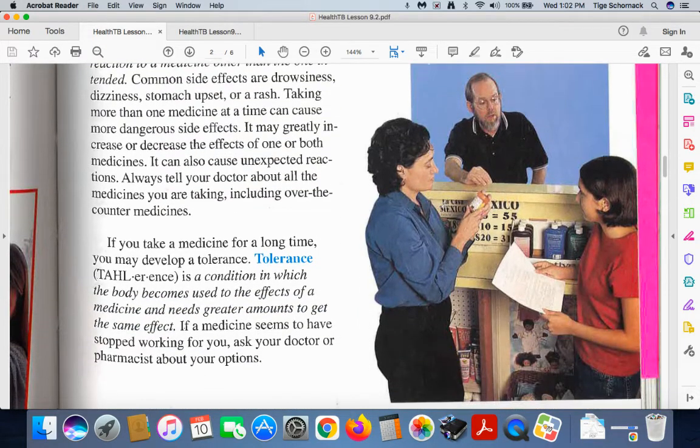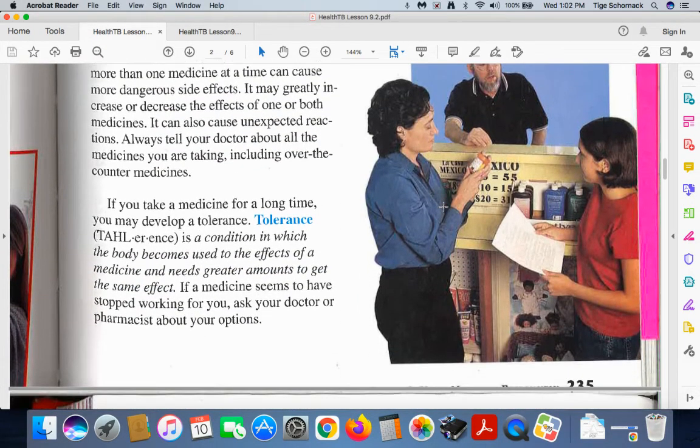If you take medicine for a long time, you may develop a tolerance. Tolerance is a condition in which the body becomes used to the effects of a medicine and needs a greater amount to get the same side effect. We'll talk about that a little bit more next chapter when we talk about illegal drugs. And I hope I remember to talk about that a little bit with alcohol, because that can mess a lot of people up.